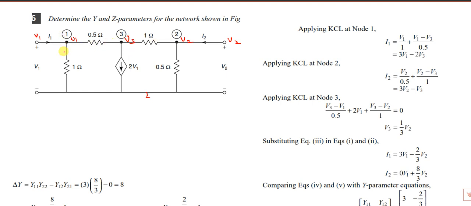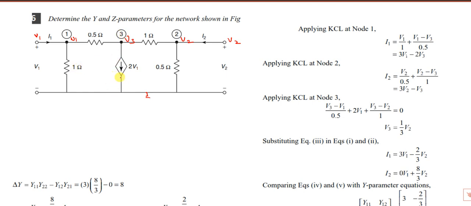In the two port network, the input side should be V1, I1, and at the output side it should be V2 and I2. That's why this node should be V2. Don't write this as node 1, node 2, node 3. In a two port network it is fixed: output side voltage is V2, output side current is I2. So don't change it to V3 and all. Since there is no resistance here, this is the same node as this, and the separate node here is V3.